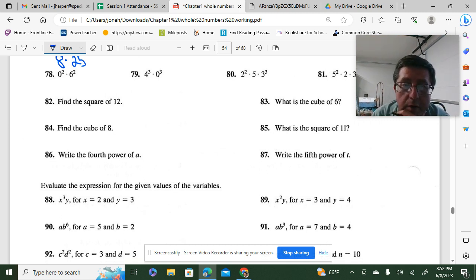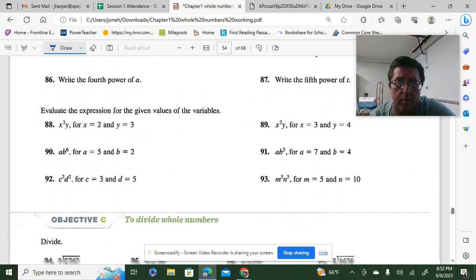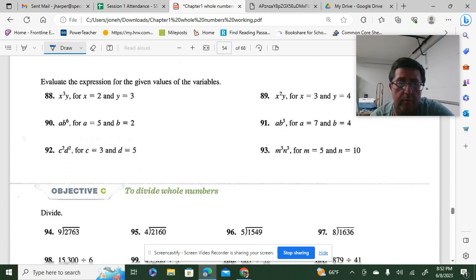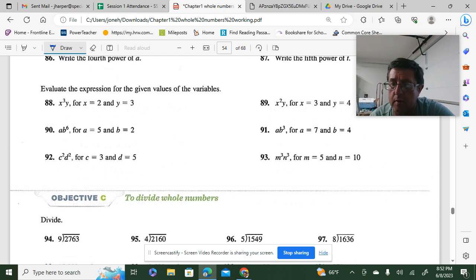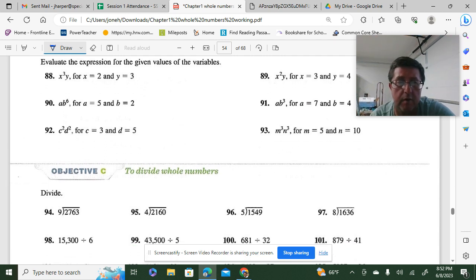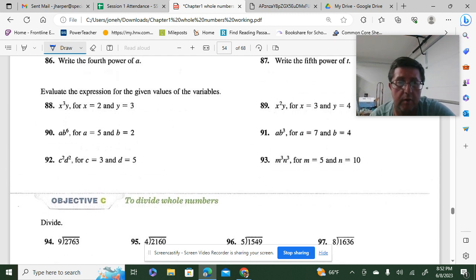Find the square of 12. So you just do 12 times 12, which is 144. I remember that from college. It was a very common squared number. The kids in the 8th grade told me it is in the 8th grade too.